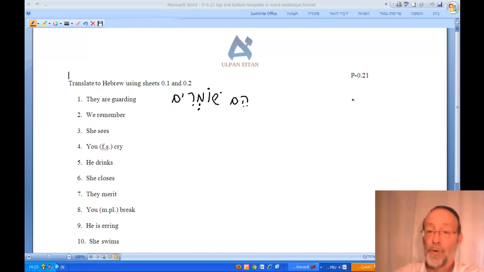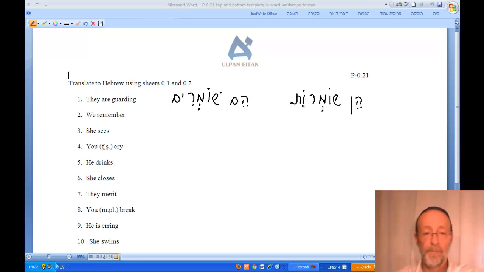Now, agreement could be made obvious to you by my then writing another word for they. It's not the answer that I was looking for on the sheet, but to teach the concept of agreement. Hen, which is they, happens to be feminine plural they. If I need the verb for guard or guarding, it will be shomrot. So there it is. There is that concept of agreement.